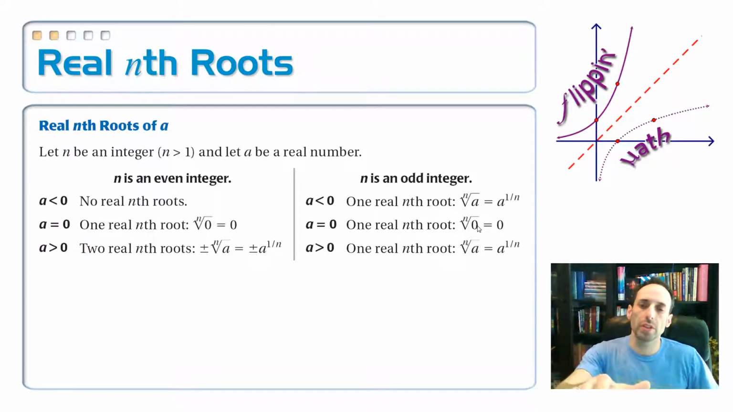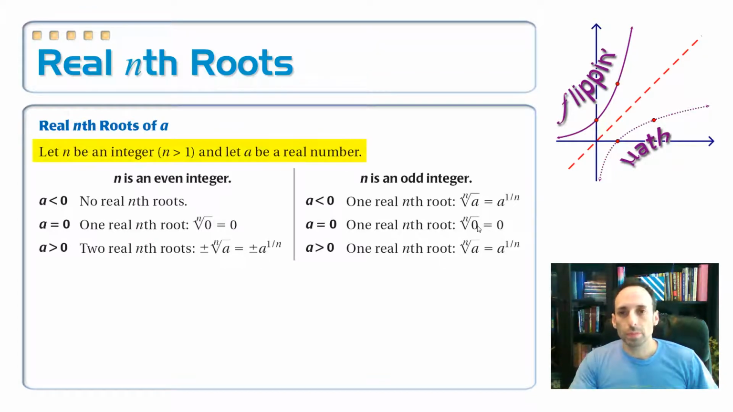Okay, so summarizing the stuff about nth roots, real nth roots. The imaginary ones will be part of the challenge for this section. Okay, so n is any integer that's greater than 1, and n is our index here, whatever root that we're taking. And a is just a real number that we're taking the root of.